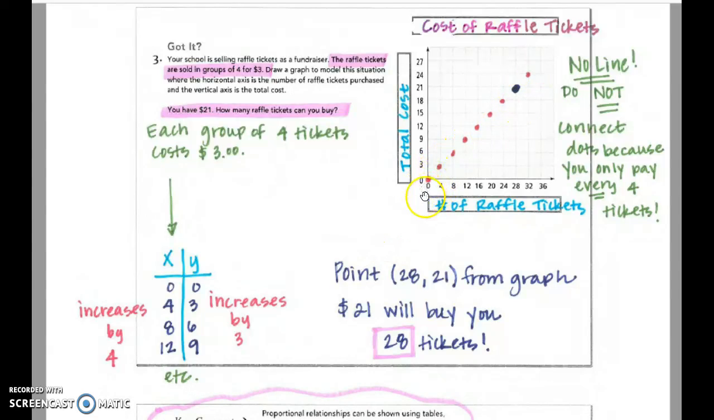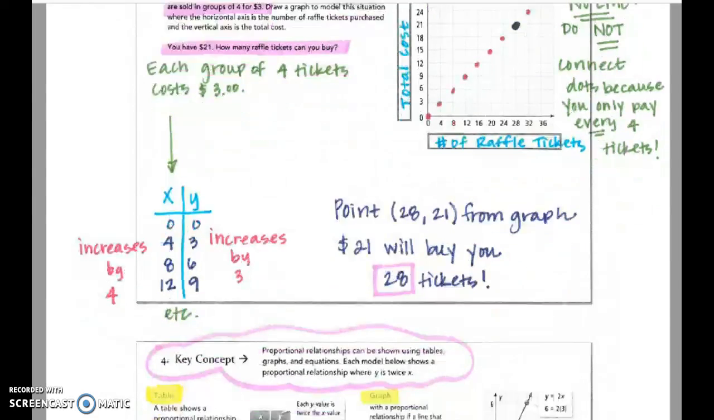Would you looky there? It's another proportional relationship because it passes through the origin 0, 0. And I did not draw a straight line or connect the dots through these points because you only pay for every 4 tickets, so every $3. So I can't have in between spots here connected. It's every $3 that I get my point. So no line in between the dots.